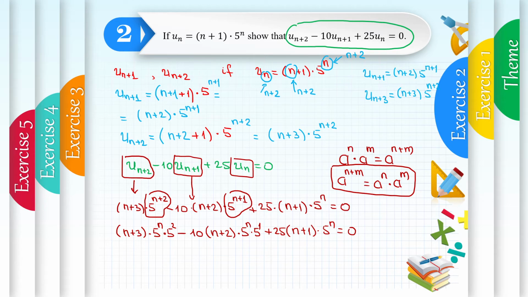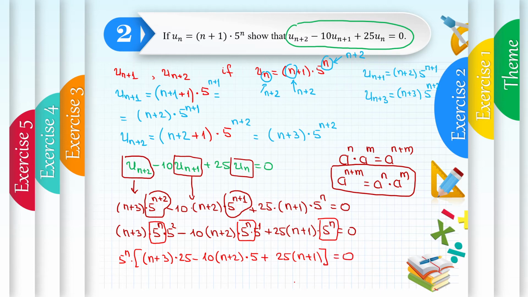Next, what we have to do is analyze this expression, and we can see that all three terms contain 5 to power n, and we can factor out this common factor 5 to power n from all the terms, and we will get the following: 5 to n multiplied by the bracket (n+3) multiplied by 5 to power 2, which is 25, minus 10(n+2) multiplied by 5, plus 25(n+1), which we have to show is equal to 0.